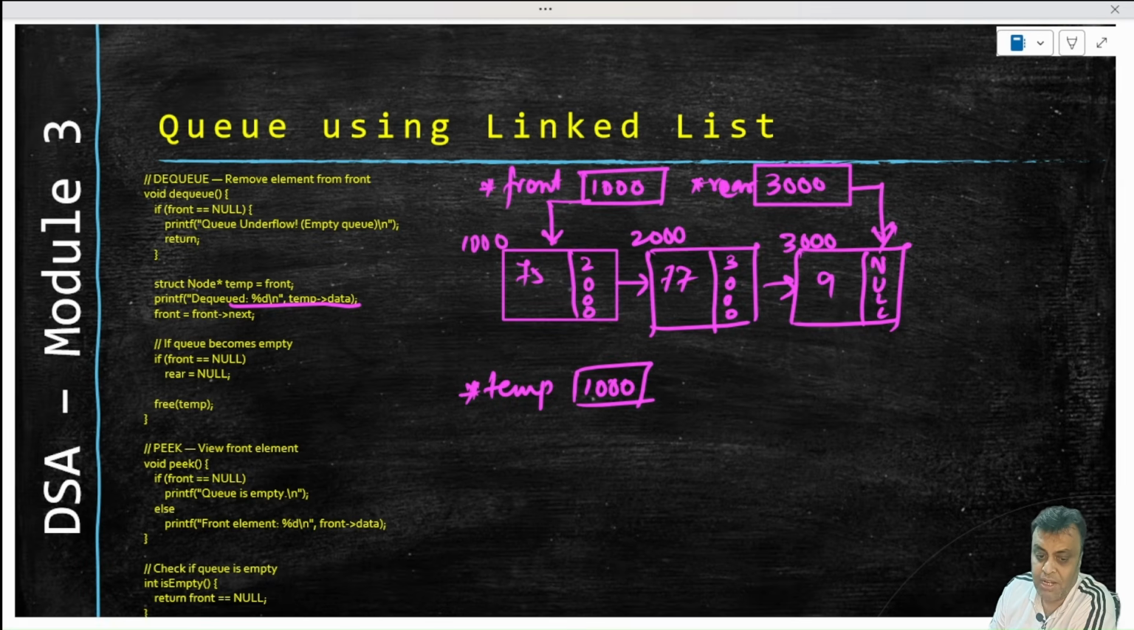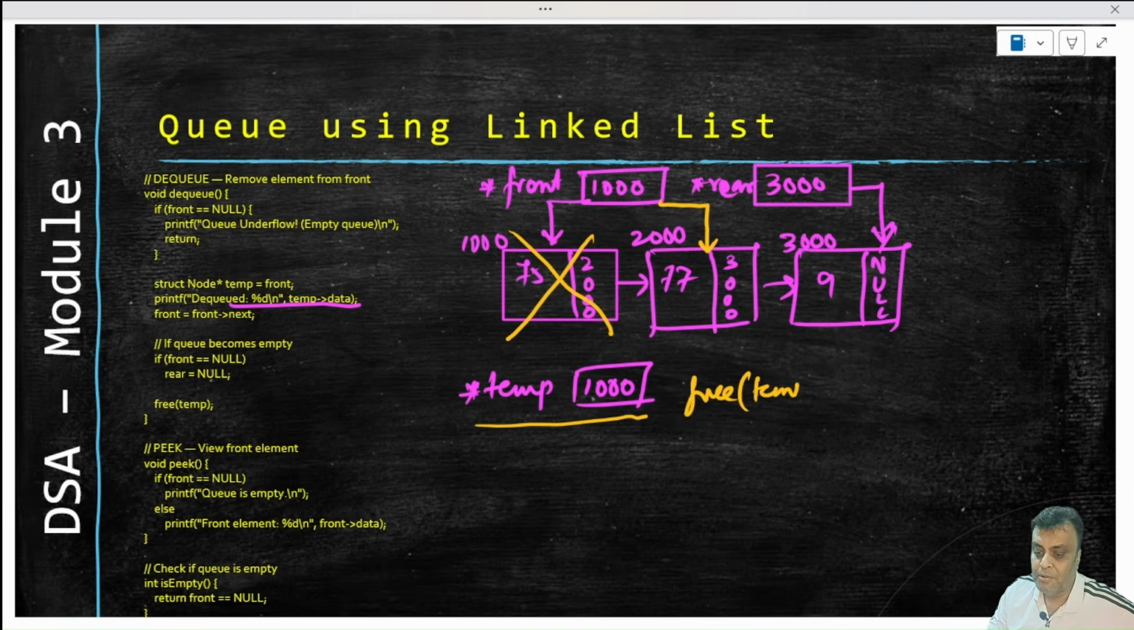Now if temp arrow data is gone, there are 2 cases that will exist. If temp arrow next is gone, then what should happen? Our front should change this pointer and point here, and we should be able to delete this, right? To free that, we know what to do. We'll say free temp, because 1000 is pointing here, and that's what we have done here, to actually delete it. But we also have to make front point to front arrow next.